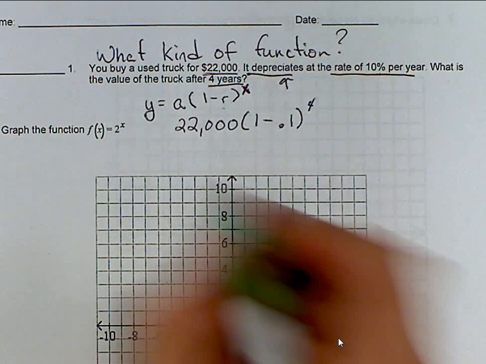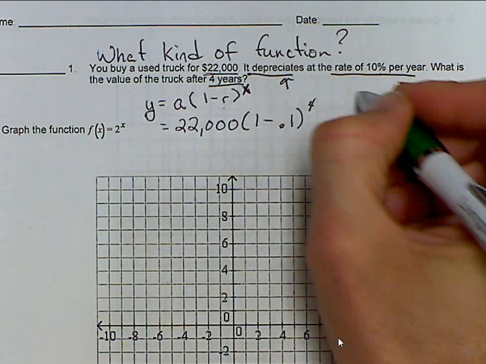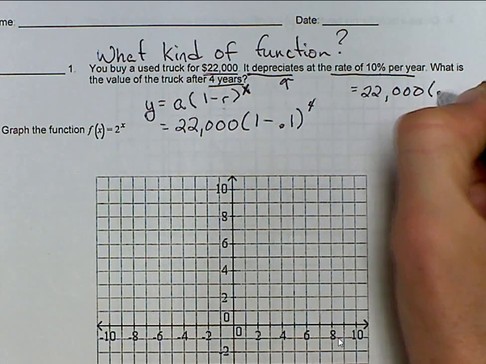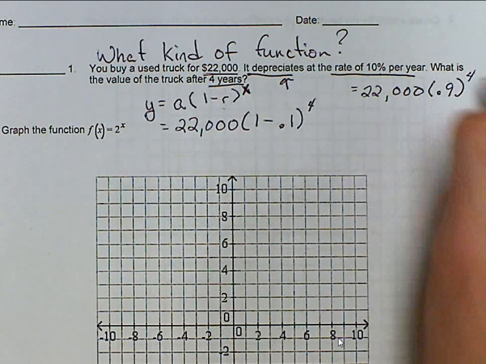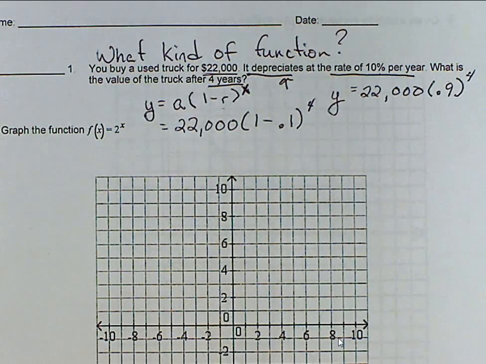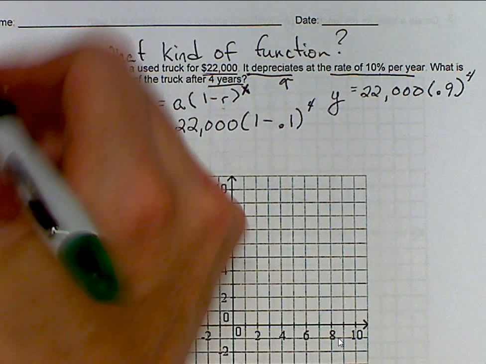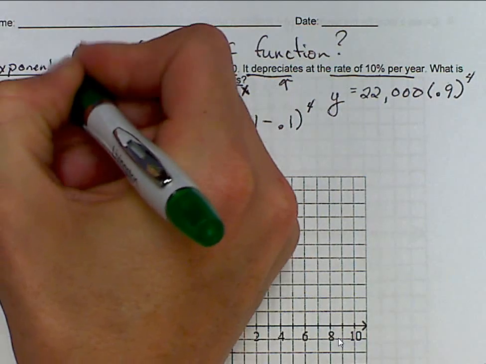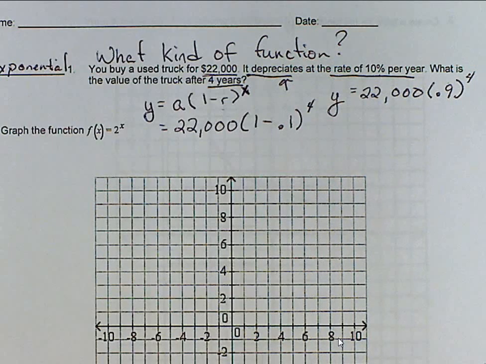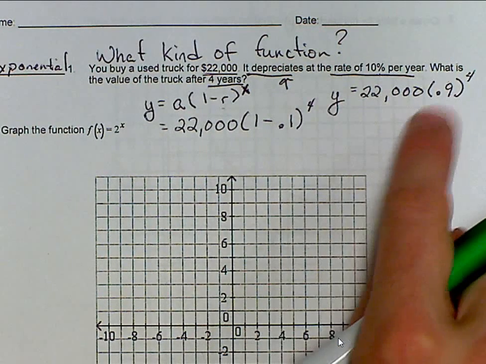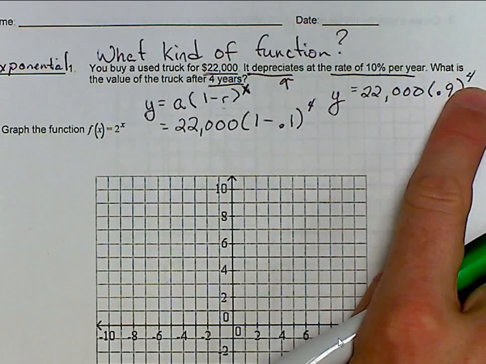So if I simplify this, I'm going to get 22,000 times 0.9 raised to the 4th power. What kind of function is that? What have we been working on? Exponential. It is an exponential. You have to be able to recognize that that is an exponential when it's written like this. Anytime a number is being multiplied and then raised to a power, it's an exponential.